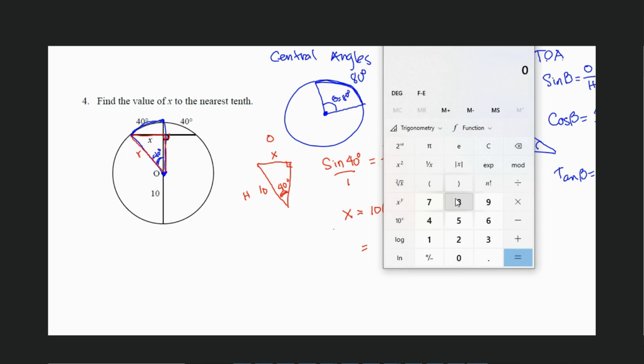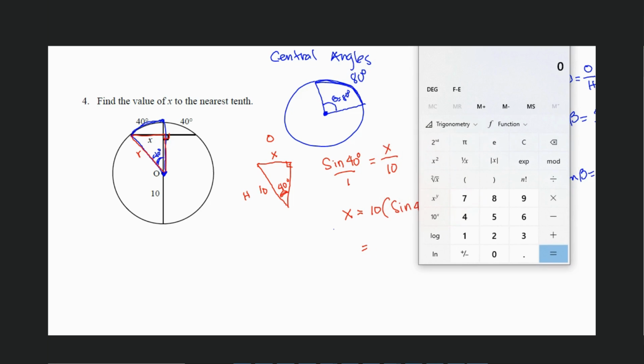Let me just check something. How do we clear this thing? I want trig. Let me just check sine 30. Okay, that's not doing that. Okay, that's how you use this. I didn't know how to use this calculator.